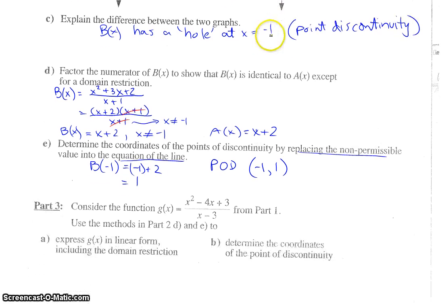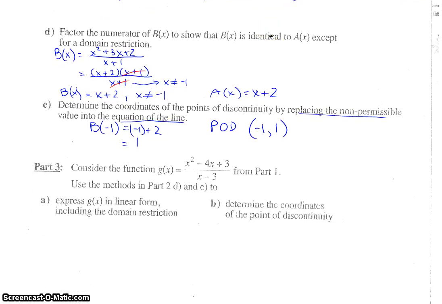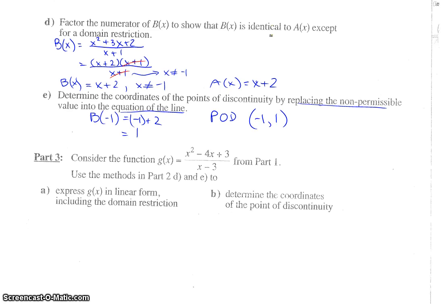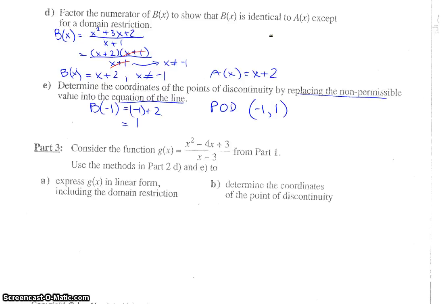All right, part 3. Consider the function g of x equals yada yada. Use the methods in part D and E to express in linear form, including the domain restriction, and then determine the coordinates of the point of discontinuity. So in other words, I'd like you to take g of x and factor that and simplify it. Make sure you add in your domain restriction. And then after you do that, see if you can figure out the coordinates of the point of discontinuity. Okay, so pause your video and go ahead and do part 3, please.